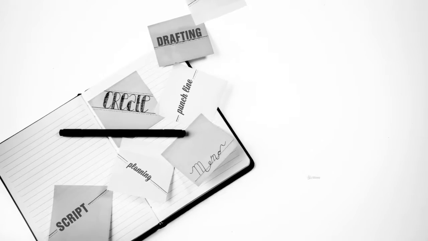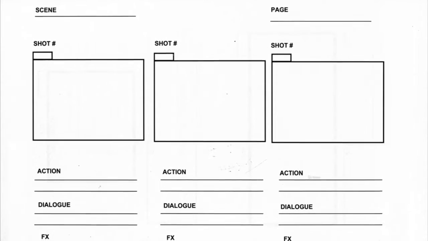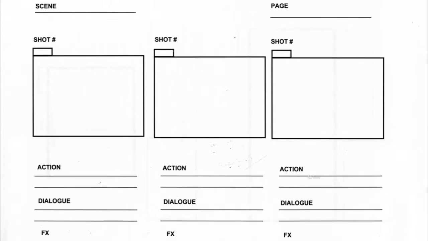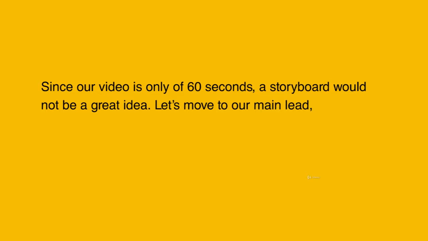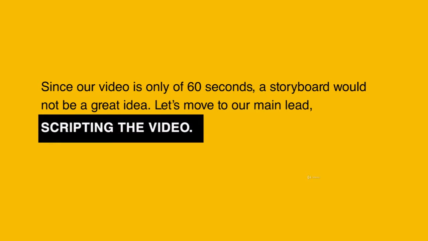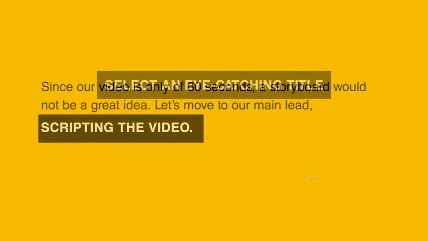Sort of a storyboard. A storyboard is a graphic organizer in the form of illustrations or images displayed in sequence for the purpose of pre-visualizing a motion picture, animation, motion graphics, or interactive media sequence. Since our video is only 60 seconds, a storyboard would not be a great idea. Let's move to our main lead, scripting the video.